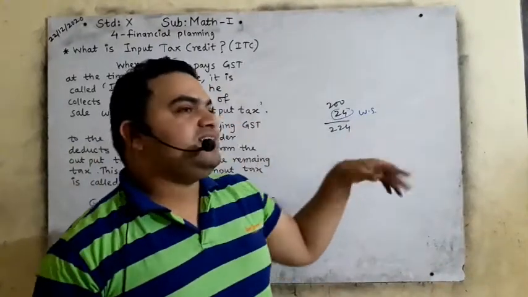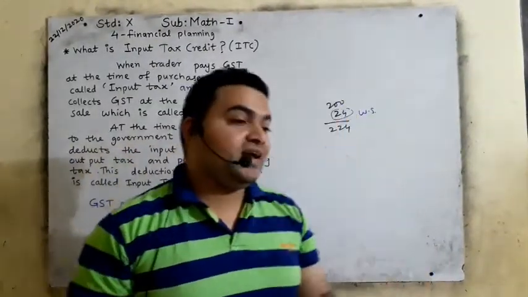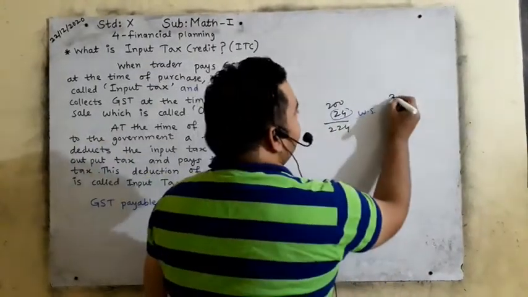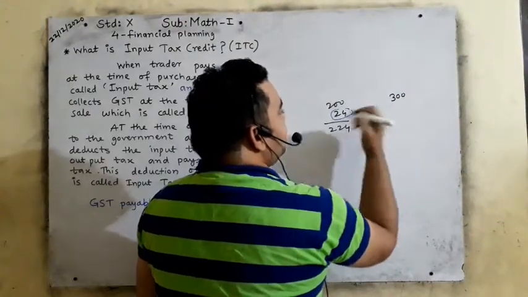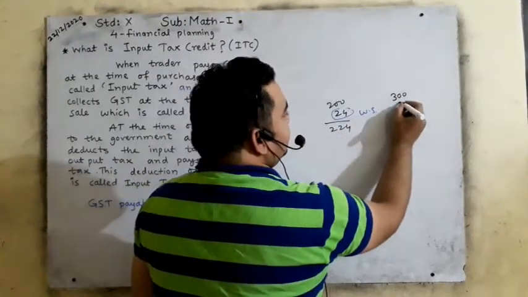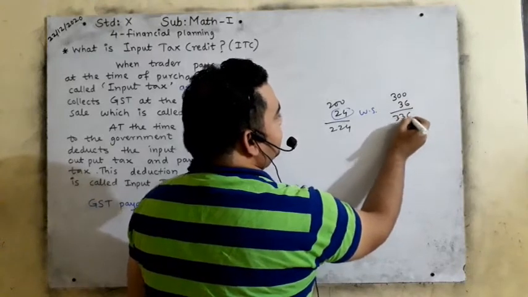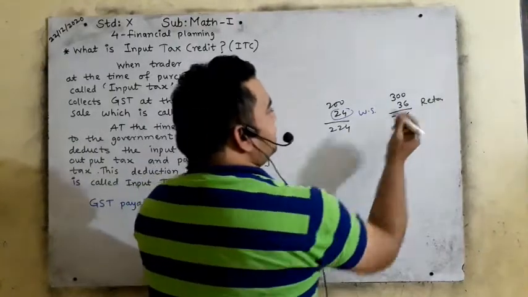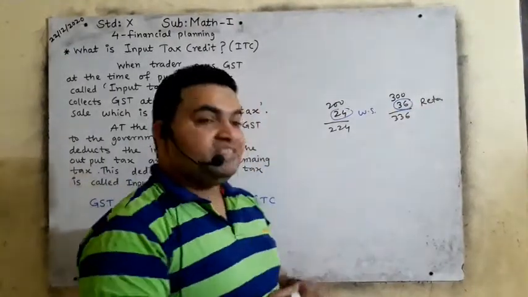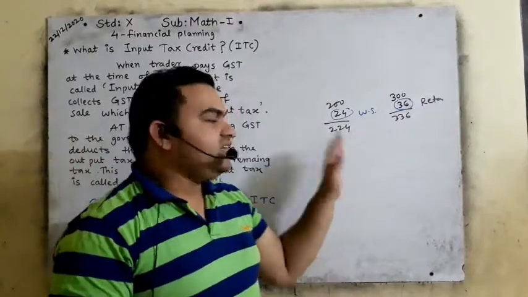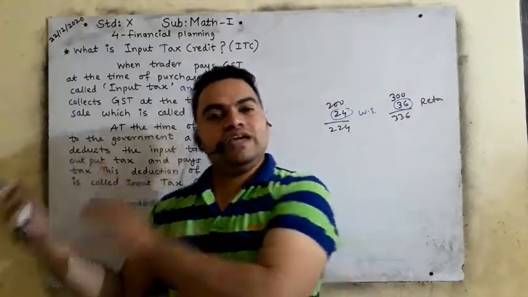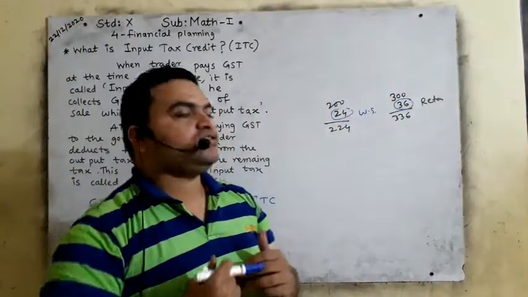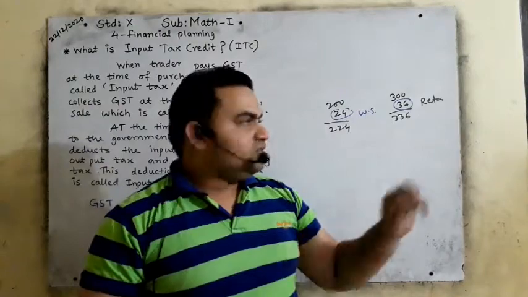But now the wholesaler will sell the watch for 300 rupees, and at the time of selling the wholesaler will receive 12% of 300 rupees, that is 36 rupees. So in total 336 the retailer will pay. The retailer will pay the wholesaler 36 rupees extra, that is GST. So the wholesaler paid to the manufacturer, that is called input tax, and the wholesaler collected from the retailer, that is called output tax.